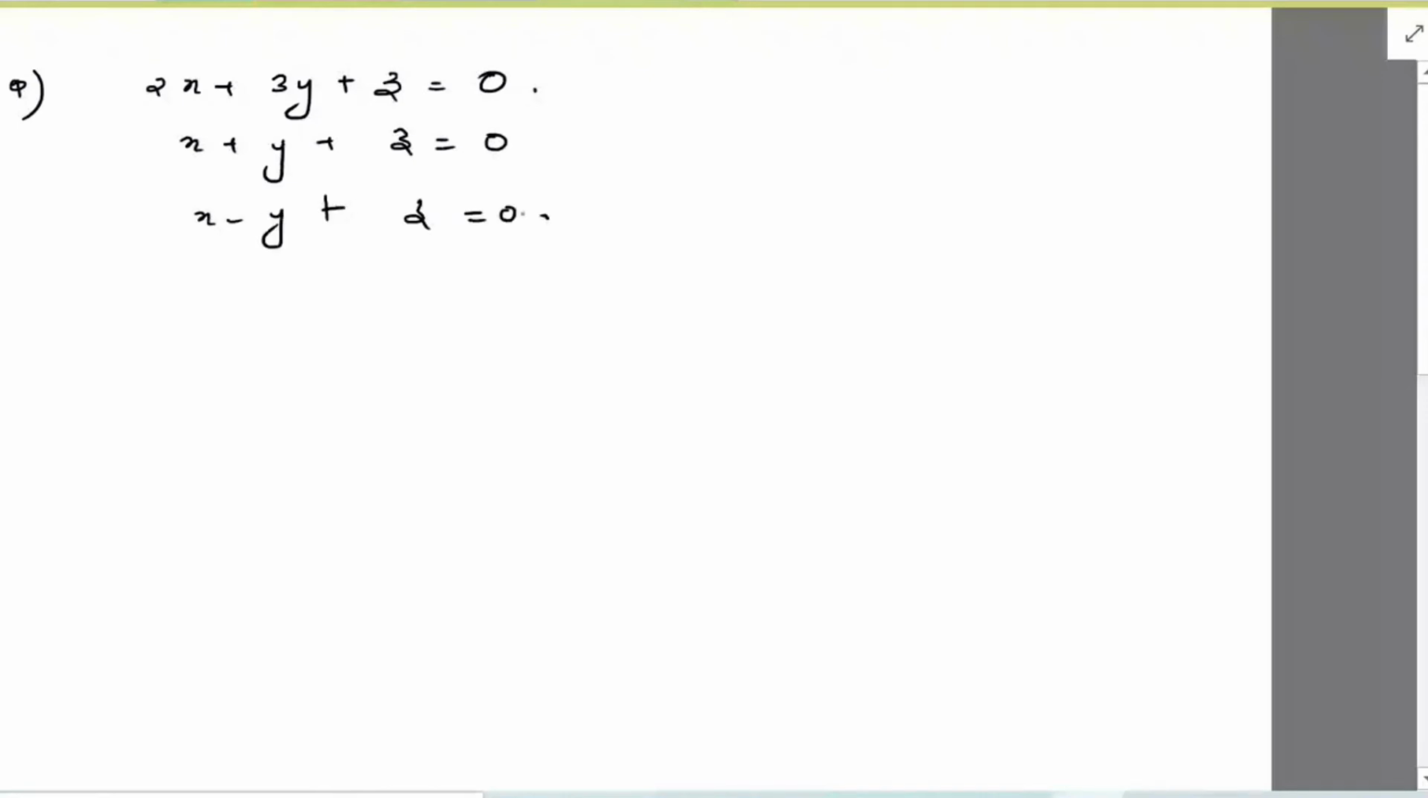For example, consider the system 2x plus 3y plus z equal to 0, x plus y plus z equal to 0, x minus y plus z equal to 0. This one is a homogeneous system because all the constant terms are 0. Check whether it has infinite solutions or not.